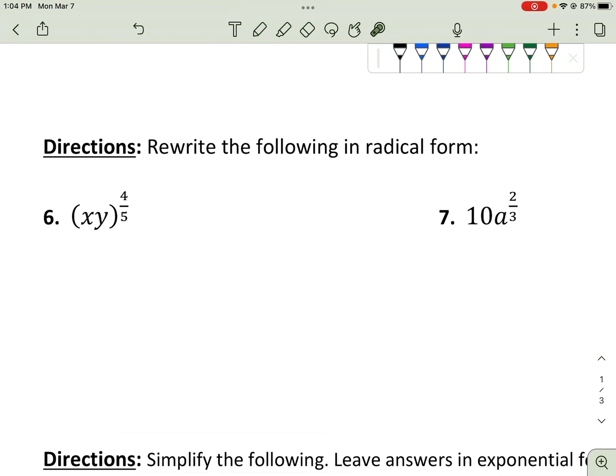Rewrite the following in radical form. Notice the difference between these two problems. These are both in the parentheses, so they both have a power of 4/5. Only the a over here has a power of 2/3. The 10 just has a power of 1 right there that we don't normally write. So this is not going to go into a root at all, but we'll get back to that one.